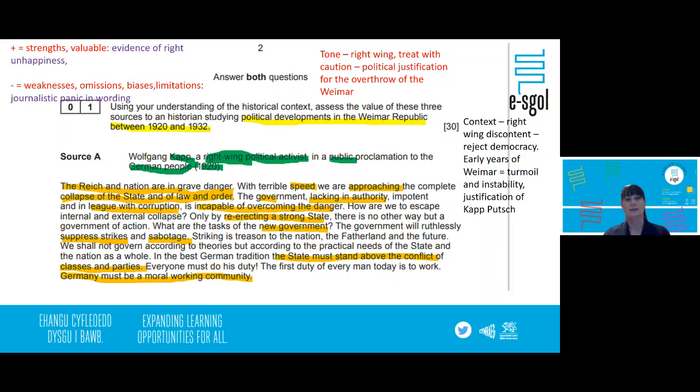The strength is evidence of the unhappiness of the right, and the weakness would be that we treat it a little bit with caution because of the journalistic panicking in the wording of it, OK, because obviously the audience would be people who were listening to it, and that panic is coming across in what they're saying to justify what they've done.